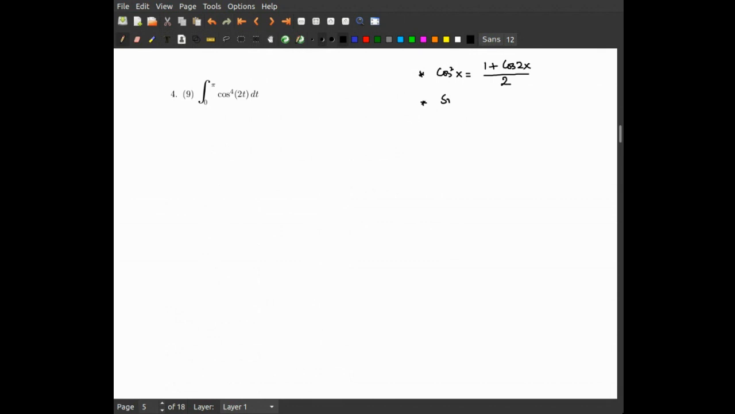And the next one is also important. If you are thinking about sine square x, you can write (1 minus cos 2x) divided by 2.